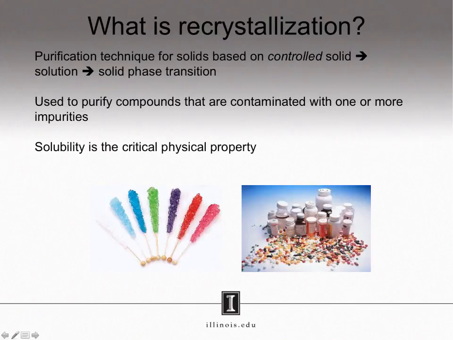If you have made rock candy before, you have actually performed a recrystallization. When making rock candy, such as here in the bottom left, you take sugar and you add it to boiling water. Once you've added enough sugar, you allow the water to cool and you place some string or a stick into the water and the sugar crystallizes out onto the solid support.